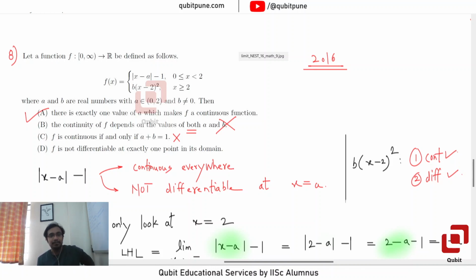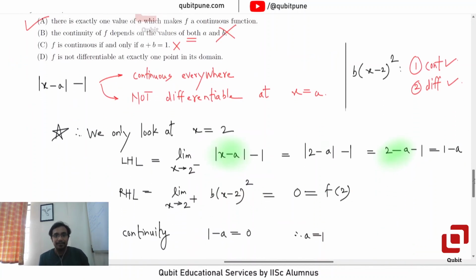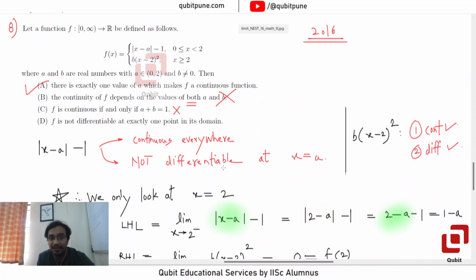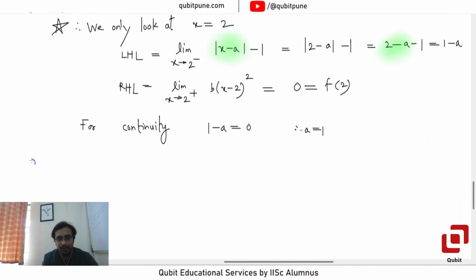So let's go to D now. f is not differentiable at exactly one point in its domain. We have already found out that point. So this is the first point where the function is not differentiable, not discontinuous, but not differentiable. So x equal to a, not differentiable.